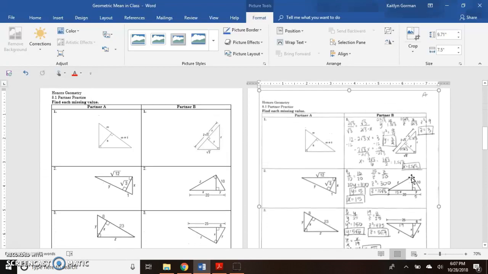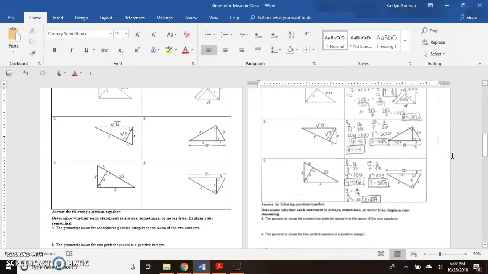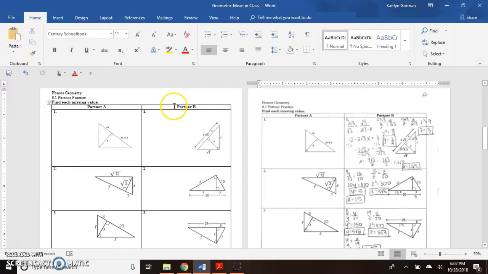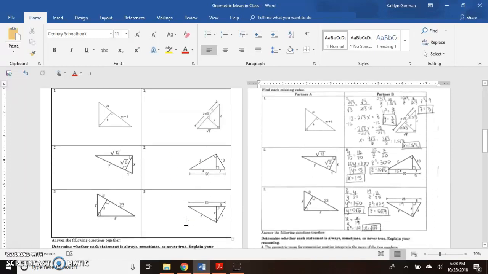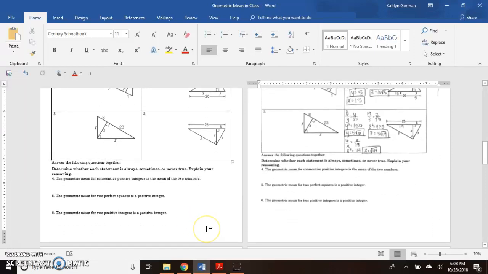So the partner practice, I know this right side's a little bit blurry, but this is just to show you an idea of what it will look like when it's printed off. So what's going to happen is there's going to be a pair of two, partner A and partner B. One partner is going to have the answers for the other partner's work. So they each have 3 problems, and then together they're going to answer some always, sometimes, never statements.